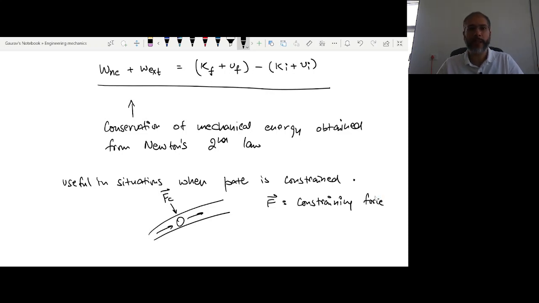And this constraining force interestingly does not do any work in general, because this constraining force is perpendicular to the movement of the particle. So it will not change the velocity because of the work energy theorem. If there is no work done by this constraining force, then there is no energy change due to this constraining force. So this purely changes the direction of the velocity vector and does not affect the magnitude of the velocity vector.